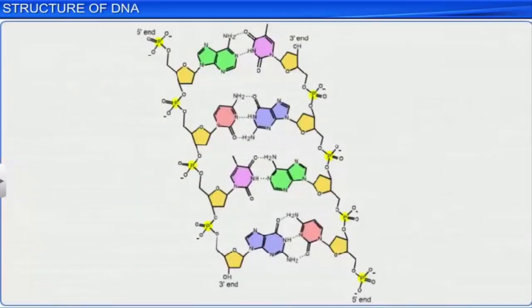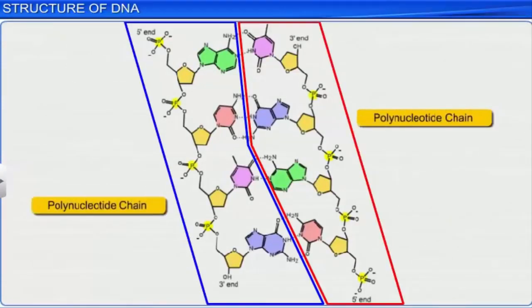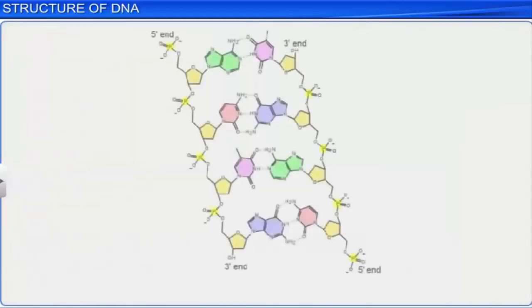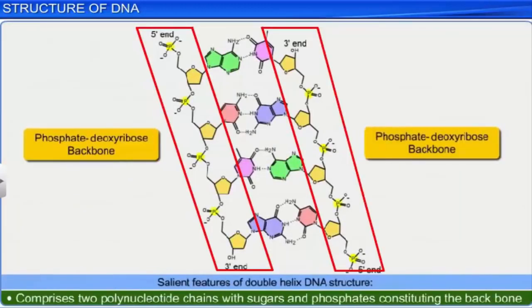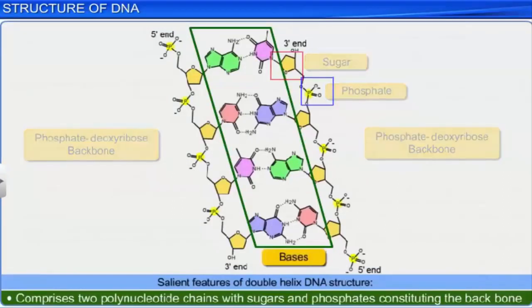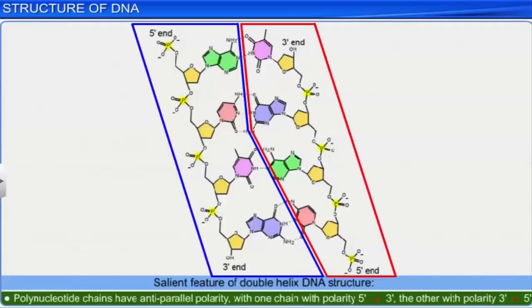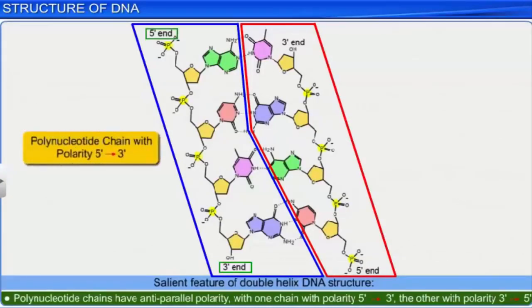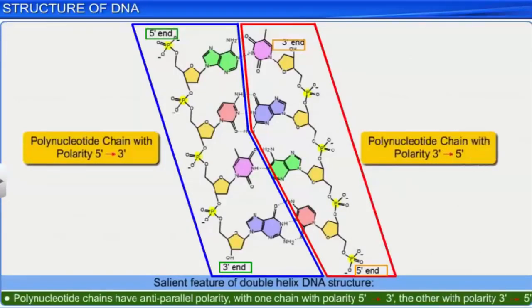A salient feature of the double helix DNA structure is that it comprises two polynucleotide chains, the backbone of which is constituted by sugar phosphate with bases projecting inside. The double helix structure has several other salient features too. Its two polynucleotide chains have anti-parallel polarity. That is, if one chain has a polarity 5'-3', the other has 3'-5'.